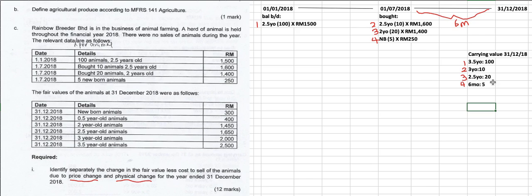Alright, so now look at the question. Focus on this group, age on 31st December 18. So these are all 31st December 18, but focus on 3.5 years old. If you look at 3.5 years old, this one, the price is 2,500. So we times this one with 2,500.